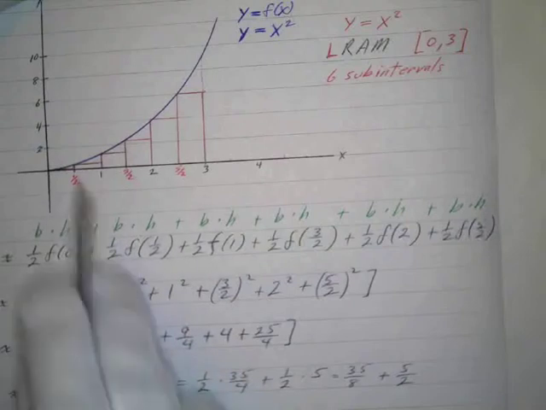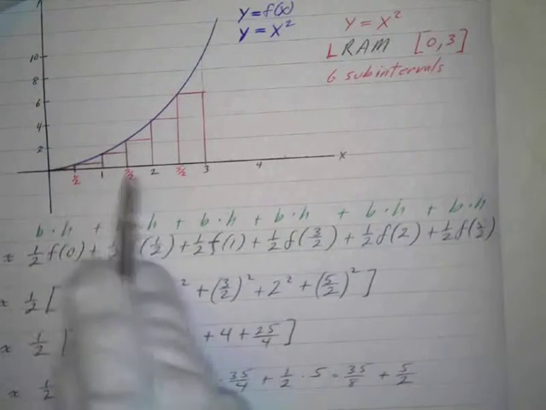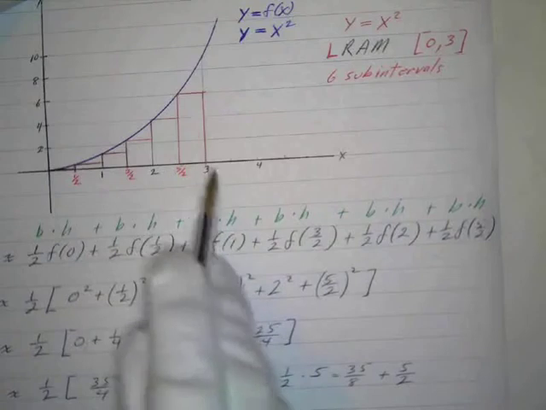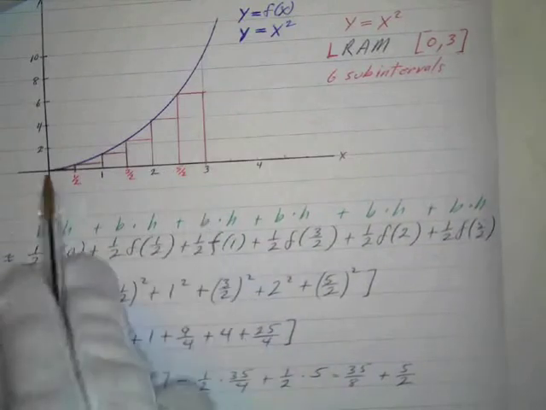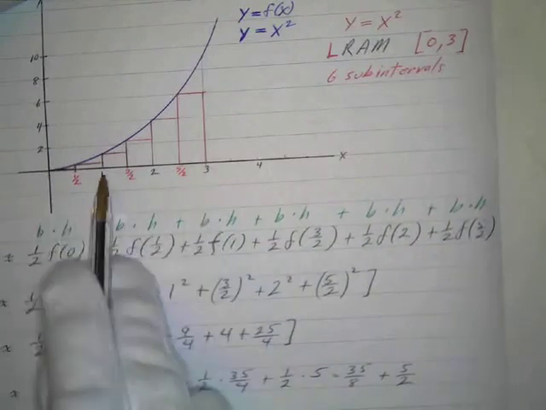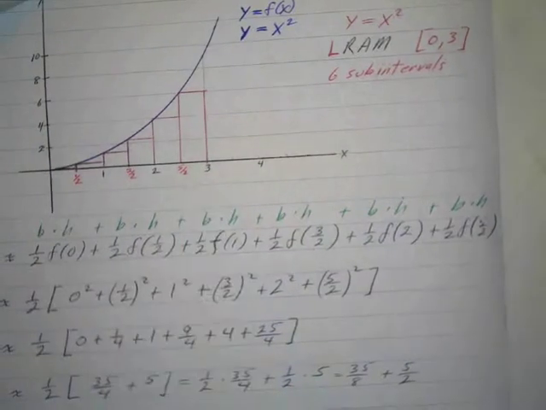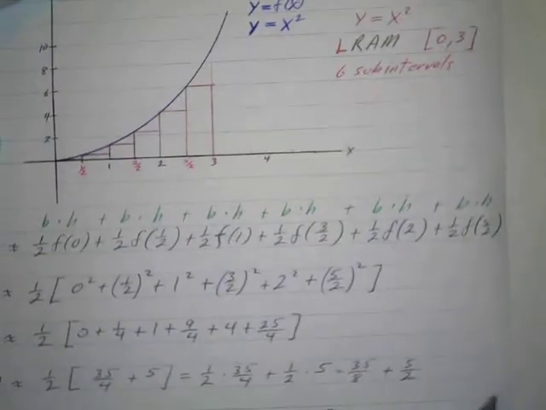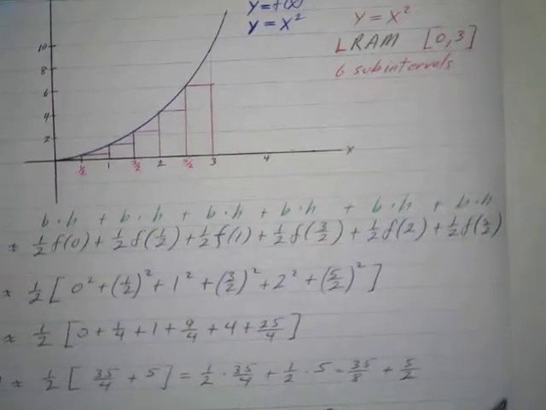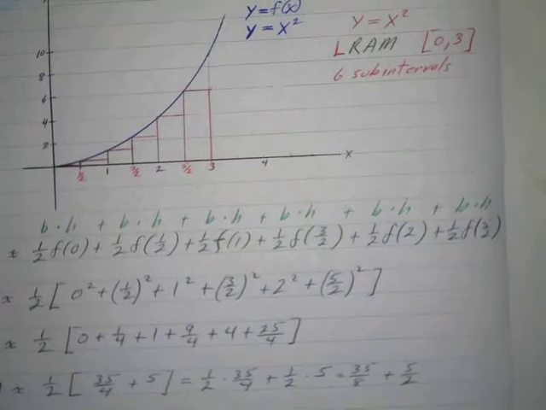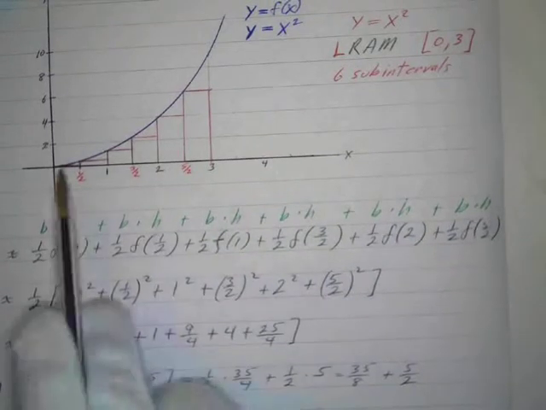0, 1 half, 1, 3 halves, 2, and 5 halves. We don't use 3 because that's a right endpoint, and we're going to use left endpoints. 1, 2, 3, 4, 5, 6. Don't use 7. Only 6. We want 6 subintervals. Okay? So think about that. Make sure that makes sense. In other words, we've got 6 rectangles.